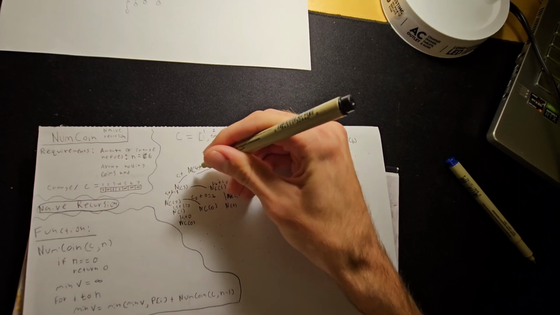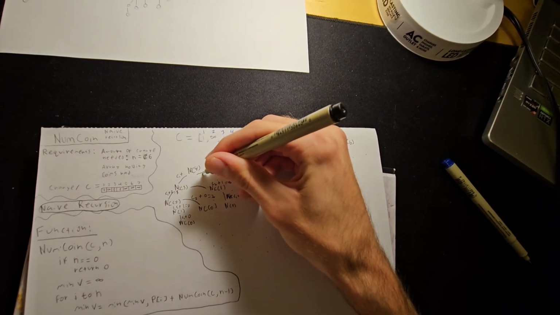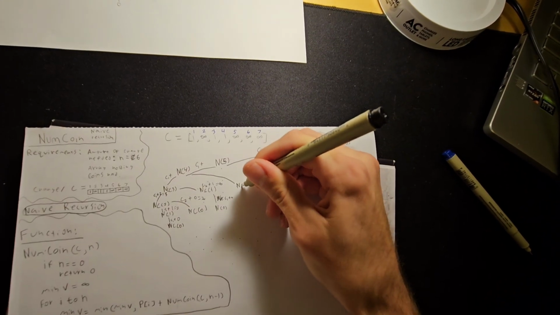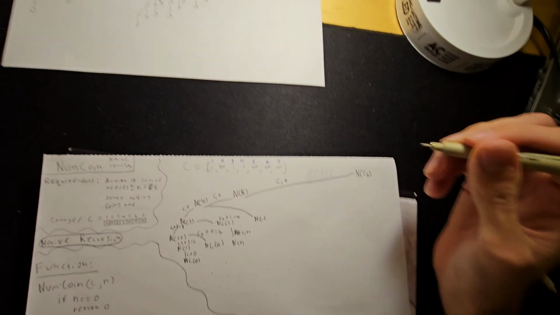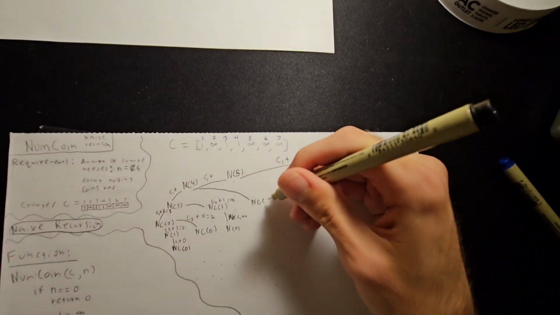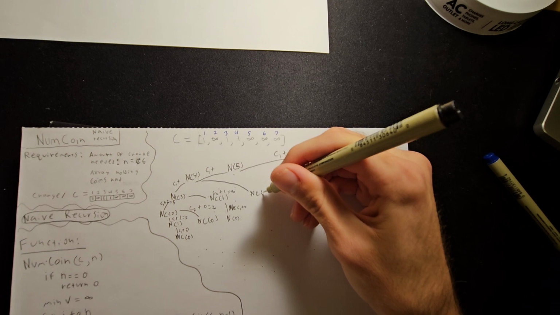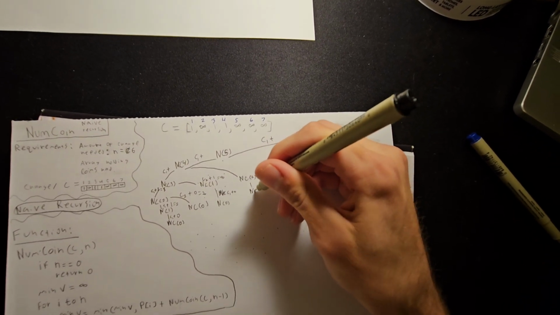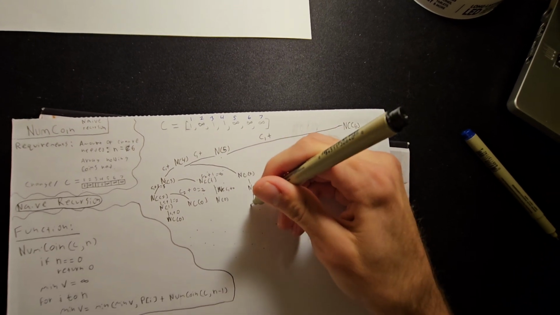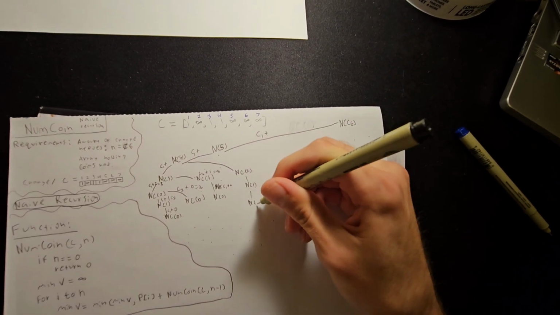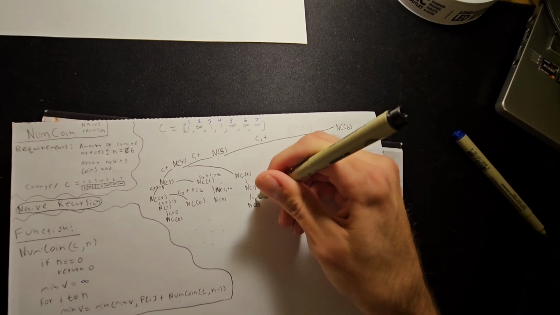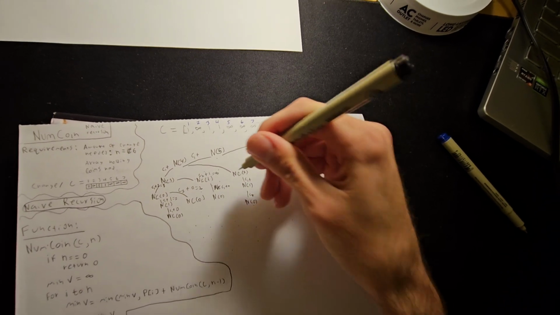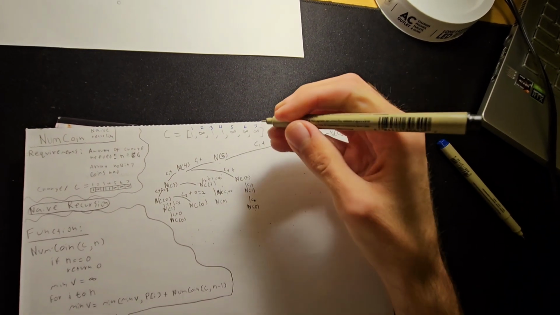Then NC4 is going to call NC2, which is going to call NC1, which is going to call NC0. This is going to be a C1 plus, sorry, C1 plus. This is going to be a C2 plus.